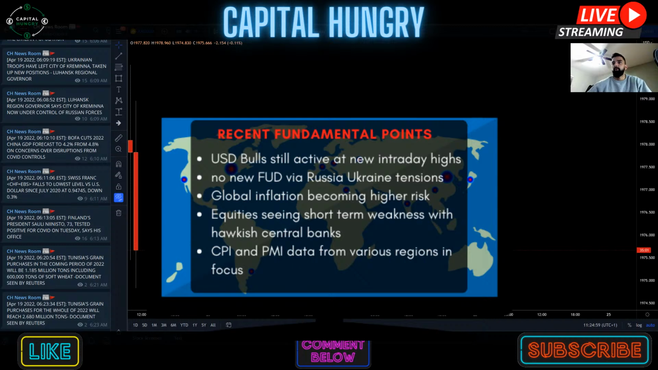So the fundamental points we're focusing on are still relatively the same. We can see now overnight the US dollar having a little bit of a pullback from its highs, but the dollar is still very bullish on the higher time frames. We also don't have any new fear, uncertainty, or doubt impacting the markets just yet. So we have to understand that as well. And we're still seeing market optimism holding a little bit more weight. Global inflation is also getting higher and higher. So that is still a risk, which is one of the reasons gold has still been so bullish fundamentally. And in focus this week is, of course, a lot of the CPI and PMI data from various regions, which is more later in the week.